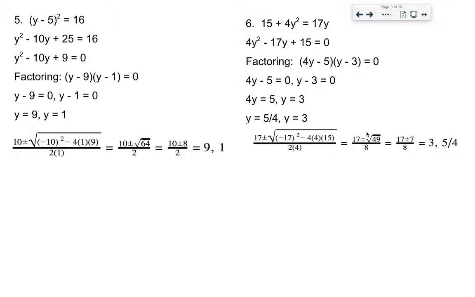Over here are your answers for 5 and 6. Had a little bit more work to do with those to make them equal 0. Multiplying this binomial, if you want to do the area model, it's y minus 5, like the squares, you can do that too. So here are the answers again. If you need more time on them, just push pause and you can check your answers.